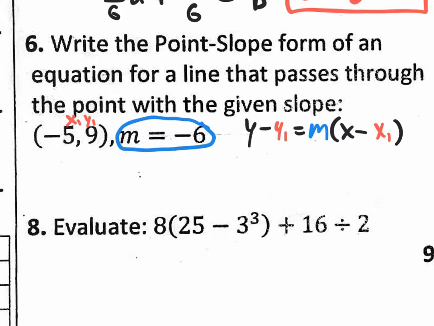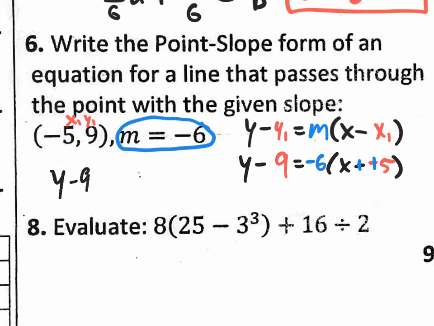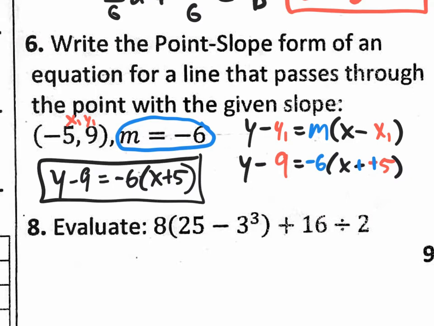Again, when you plug it in, I would start by rewriting it with blank spots. And then after that, plug in your values. Y1 is 9, X1 is negative 5, and the M value is negative 6. The only other thing you could do is change the minus minus to plus plus, and you're done. That's your answer. Y minus 9 equals negative 6, parenthesis X plus 5. That's your final answer in point slope form, and that's what we want for number 6.